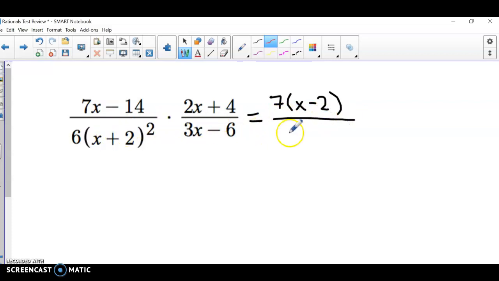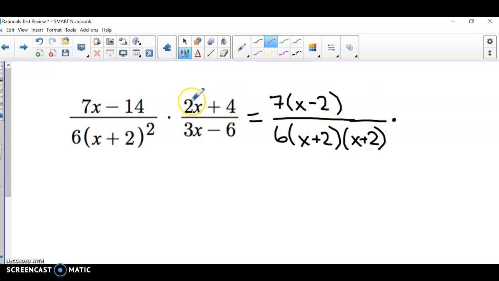This denominator here, I've got a 6 and I have x plus 2 squared. So that tells me, I'm going to write it out this way just so you guys can see it visually. I've got an x plus 2 times another x plus 2. I've got 2 of these guys here on the bottom because it was squared. So pay attention to those squared symbols when you see them.